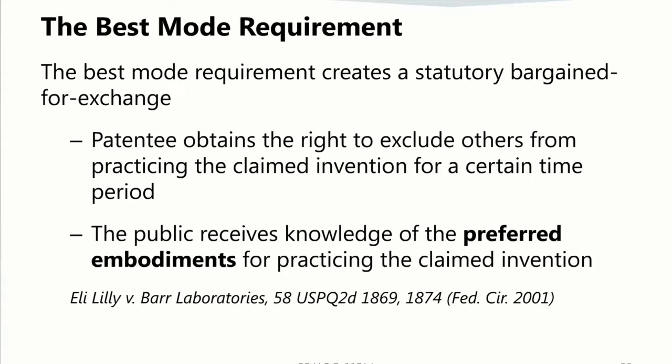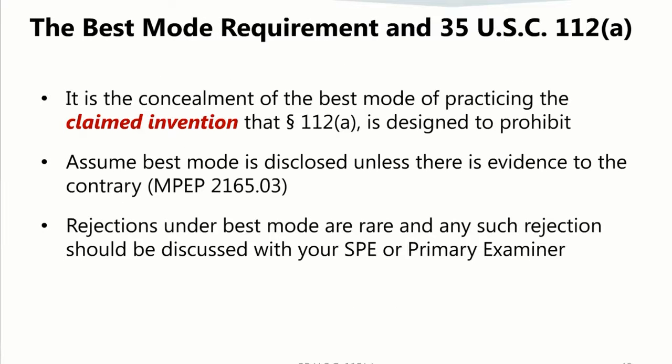The best mode requirement creates a statutory bargain for exchange by which the patentee obtains the right to exclude others from practicing the claimed invention for a certain time period, and the public receives knowledge of the preferred embodiments for practicing the claimed invention. The purpose of the best mode requirement is to prevent applicant from hiding the optimal form of the invention.